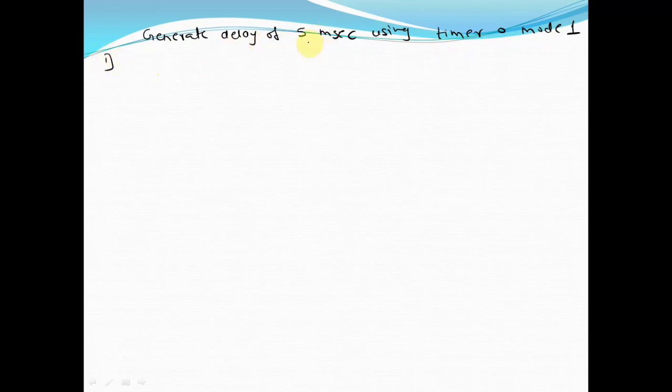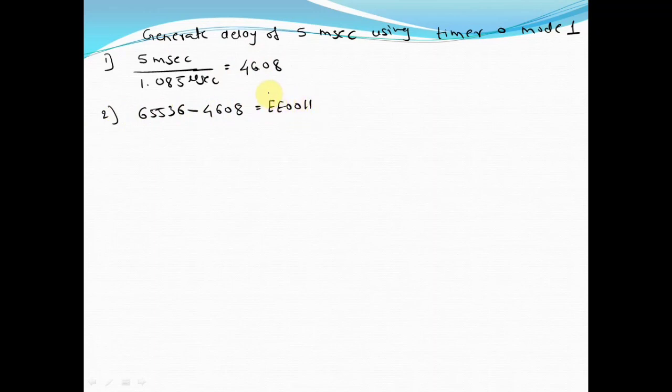I have already explained these steps in my previous video. I will provide the link in the description box. Here we are dealing with a crystal frequency of 11.0592 MHz. So the first step is 5 milliseconds divided by 1.085 microseconds. So divide the desired delay by 1.085 microseconds, which will give you 4608 cycles. Then you subtract 65536 minus 4608, which is equal to EE00H. This is a hexadecimal value, and the decimal value corresponding to this is 60928, but we have to convert this into a hexadecimal value. So EE00 is the required count.